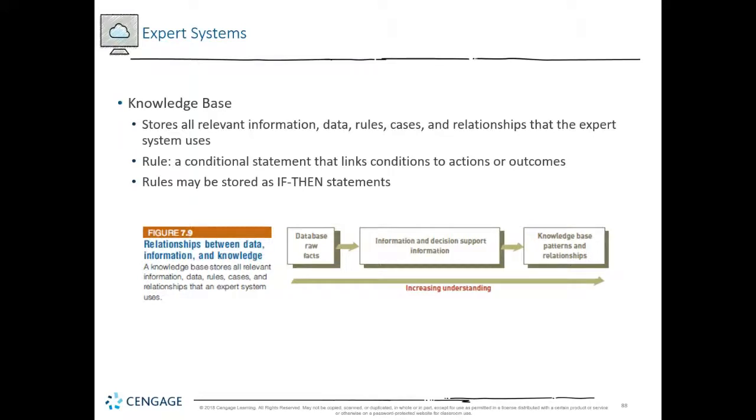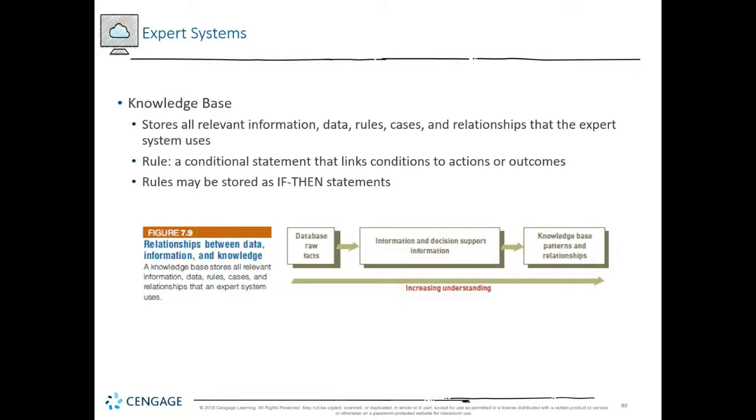The expert knowledge base stores all relevant information, data, rules, cases, and relationships that expert systems use. A rule is a conditional statement that links given conditions to actions or outcomes. Rules may be stored as if-then statements. Figure 7.9, relationships between data, information, and knowledge. A knowledge base stores all relevant information, data, rules, cases, and relationships that expert systems use.